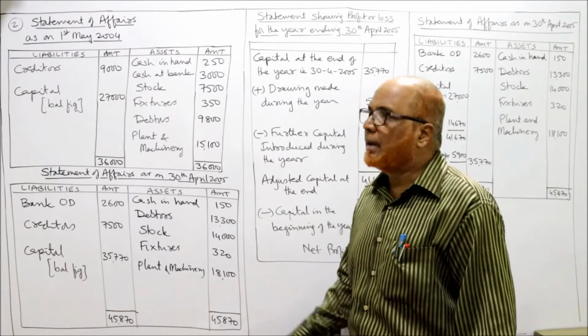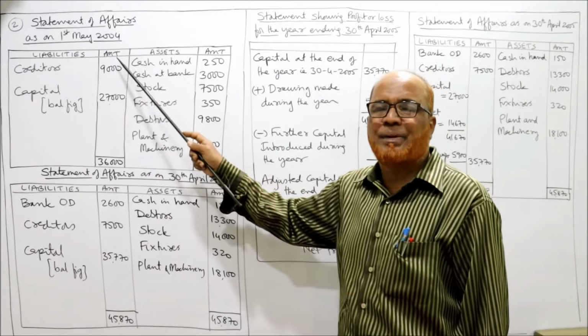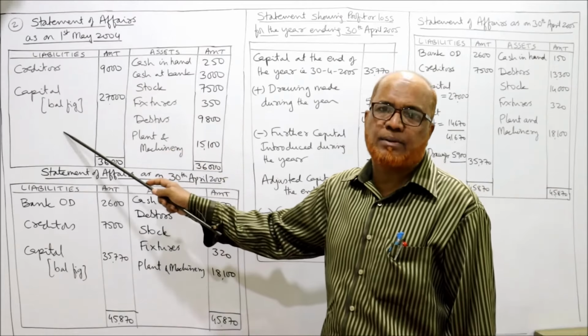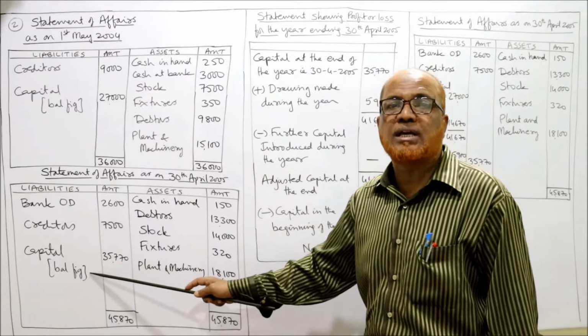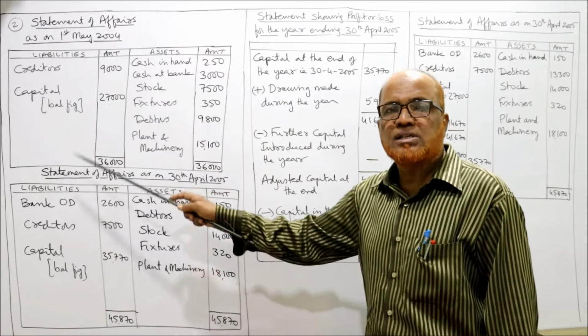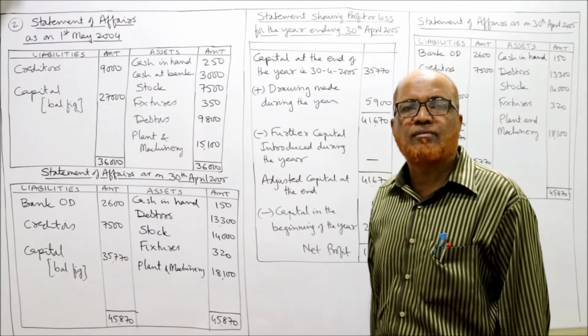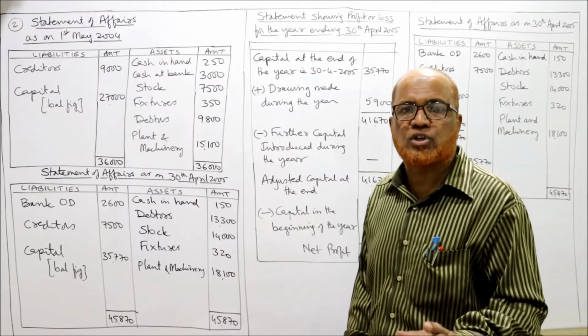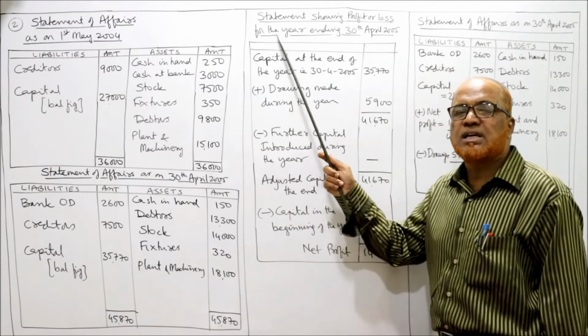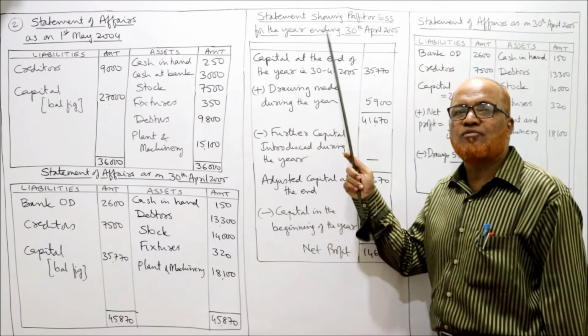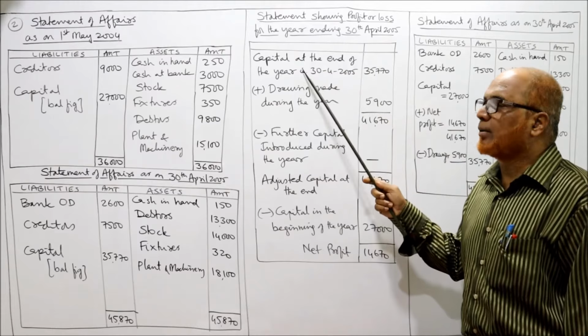35,770. So by making this statement of affairs at the beginning of the year, we got the opening capital. By making the statement of affairs at the end of the year, we got the closing capital. By using this opening capital and closing capital, we can find out the profit. So ultimately, we are coming to the main point, statement of profit or loss for the year ended 30th April 2005. This is the format.